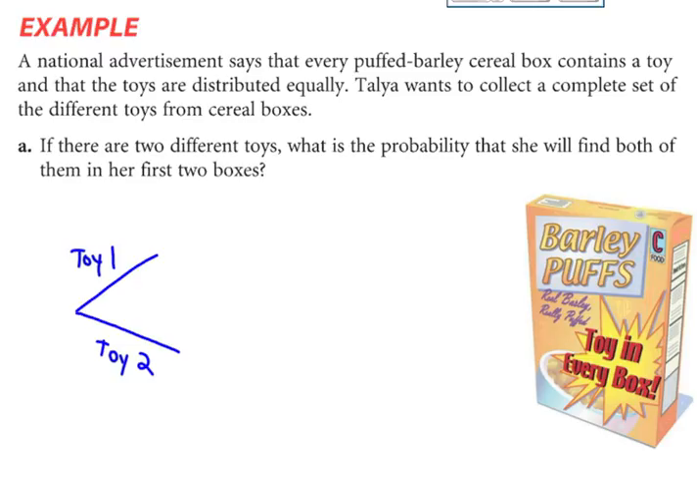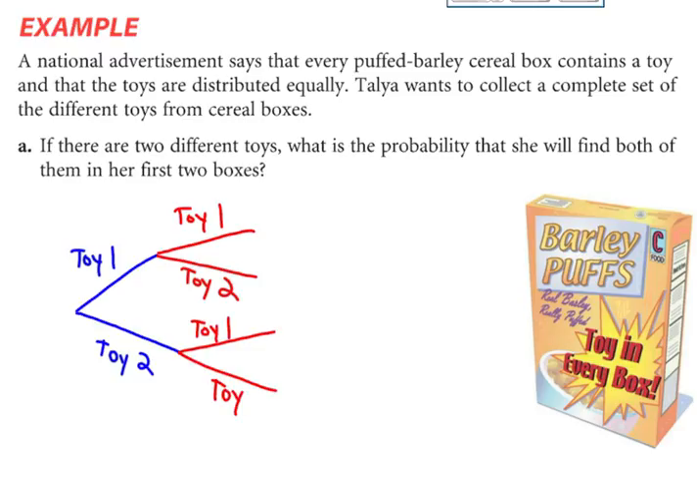So up here, we're going to say, well, in the second box of cereal, she could get toy 1 again, or she could get toy 2. But on that first box of cereal, if she got toy 2 from it, then we have to work down here. Now in the second box of cereal, she could get toy 1, or she could get toy 2. So now this tree diagram shows us all the possible outcomes of the situation.